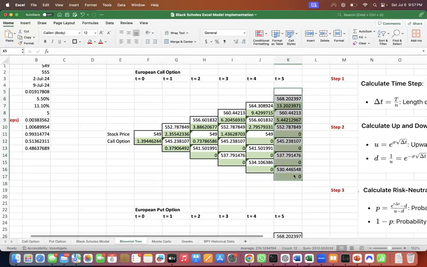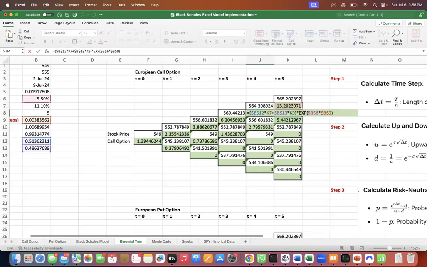So what we are essentially doing is, we have used the option payoff formula at the final node. Now we'll back propagate. What I mean by back propagate is, we'll calculate the option payoff at t equal to 4, then at t equal to 3, t equal to 2, t equal to 1, and finally at t equal to 0. And whatever value we get at t equal to 0 will be the final call option price. So let's see how to get it.